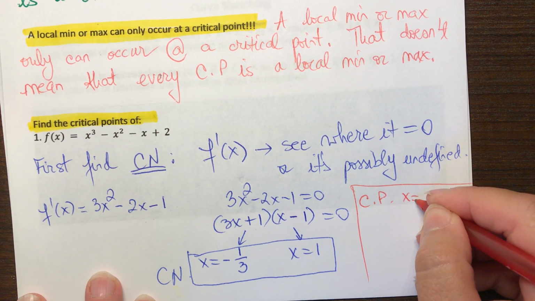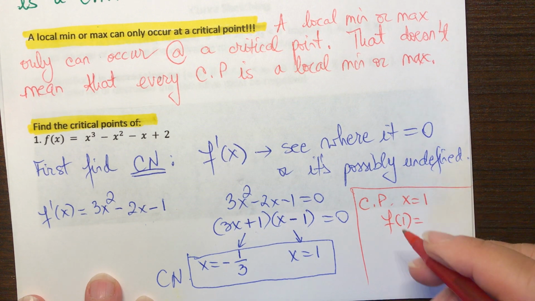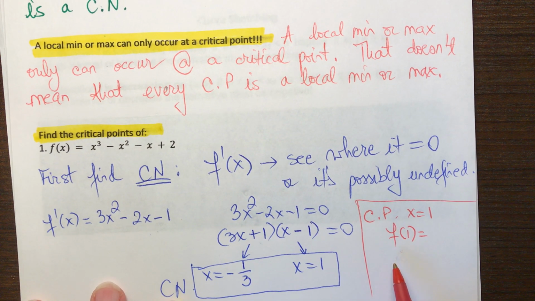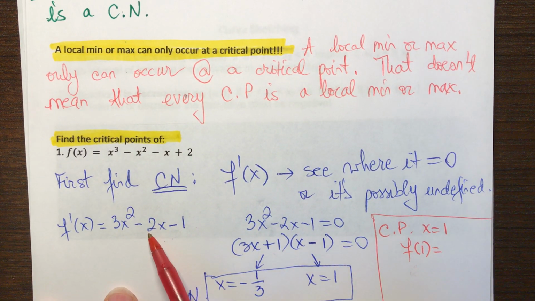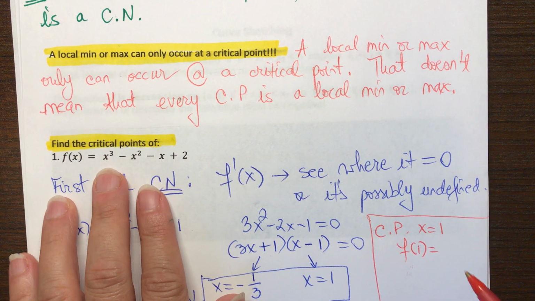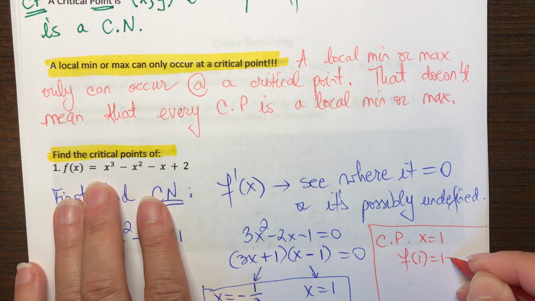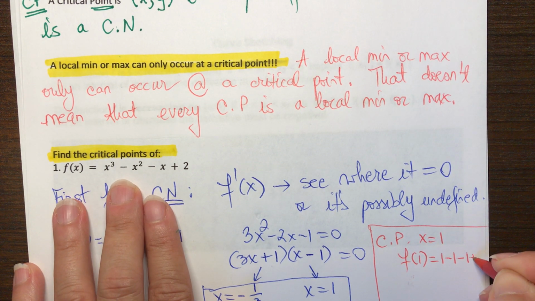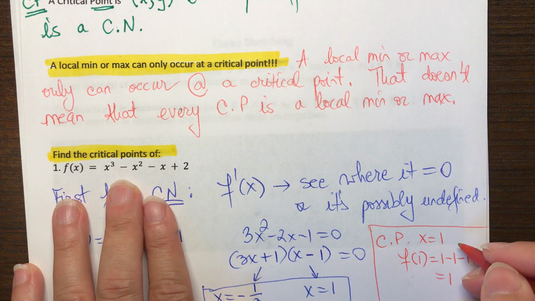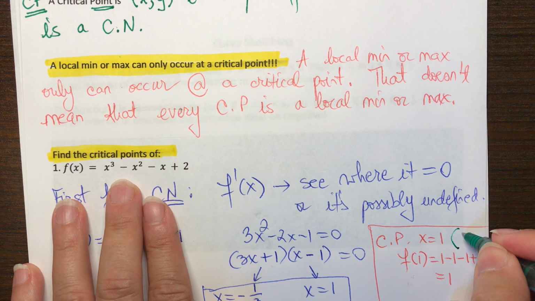So if x is equal to 1, what's the y value to it? Well, the y value is obtained by plugging it into the function, right? That's whose mins and maximums am I looking for, not the derivative, yes? It's the function's mins or maximums, or the function's critical points. So plugging it into the function again, 1 cubed minus 1 squared minus 1 plus 2, that's going to be a 1, right? So this is my first critical point: (1, 1).